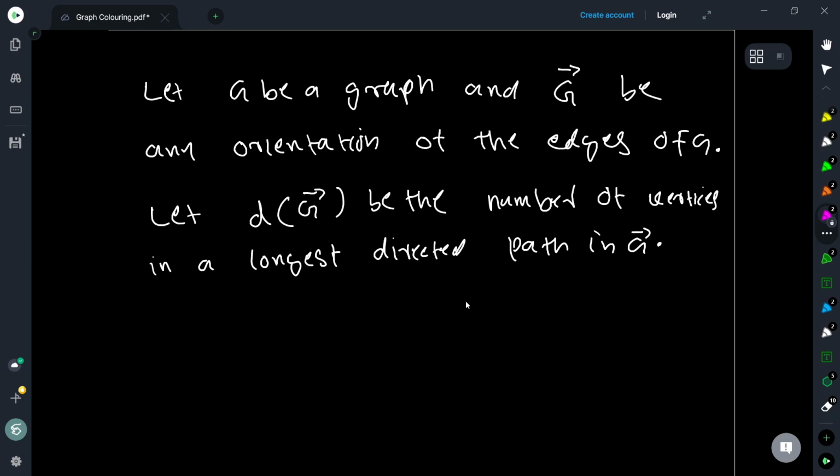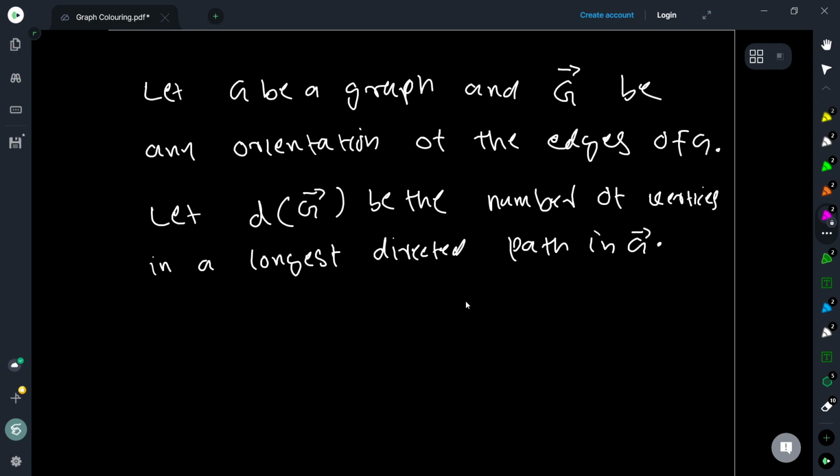Now here I want to look at a very different direction, that we want to look at orientations of a graph. Given a graph, we already know that we can define a directed graph from this by giving some arbitrary orientations to the edges. For every edge xy, I can either make xy an arc or yx an arc, which means that I get an oriented graph.